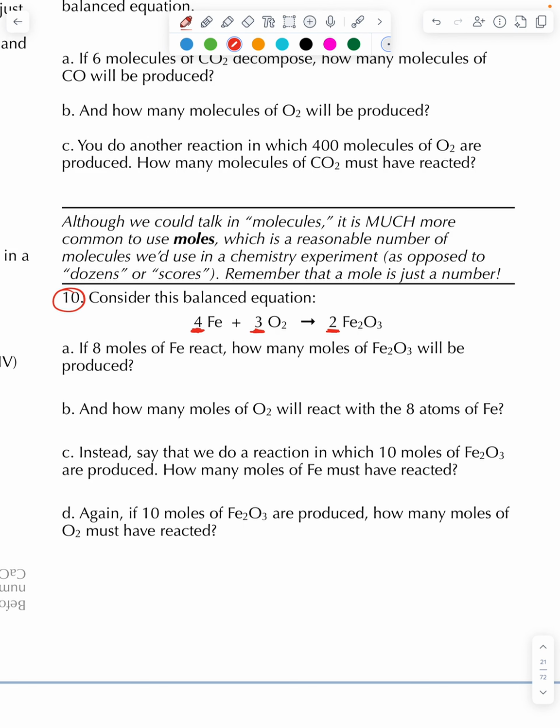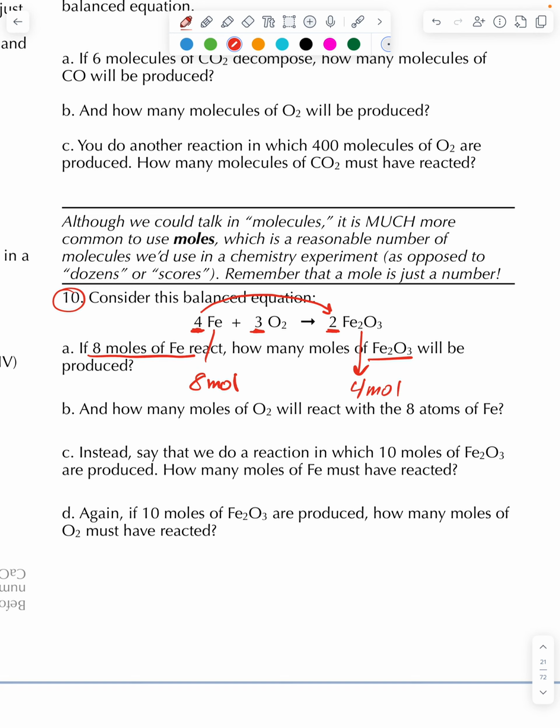So let's do it kind of logically. In sophomore chemistry, you'll use conversion factors, but let's just do it logically so you understand the process. So now we're going to say 8 moles of this react, okay? How many moles of Fe2O3 will be produced? Well, notice the balanced equation. It says for every 4 moles of iron, you produce 2 moles of Fe2O3. In other words, you produce half as many moles of Fe2O3 as you use of iron. It's a 2-to-1 ratio. So we're going to produce 4 moles of Fe2O3.